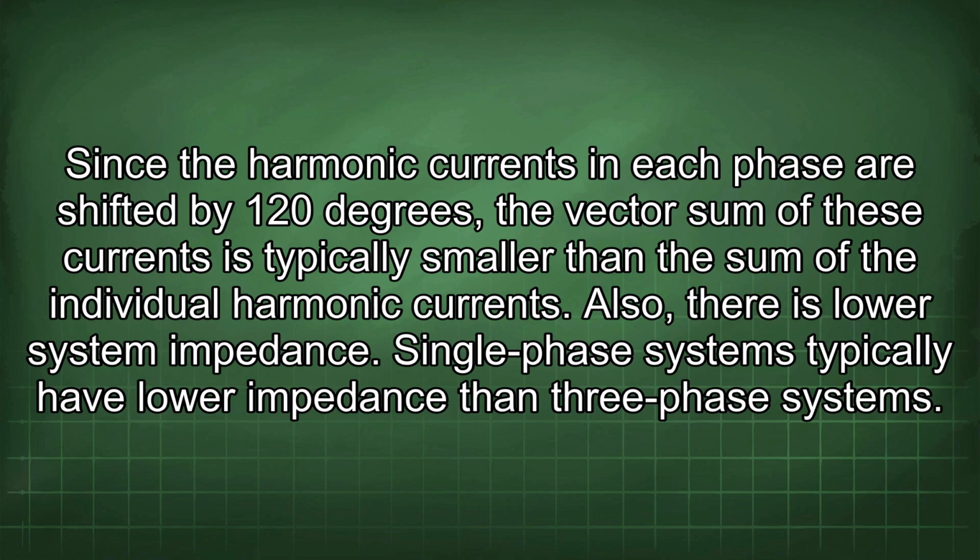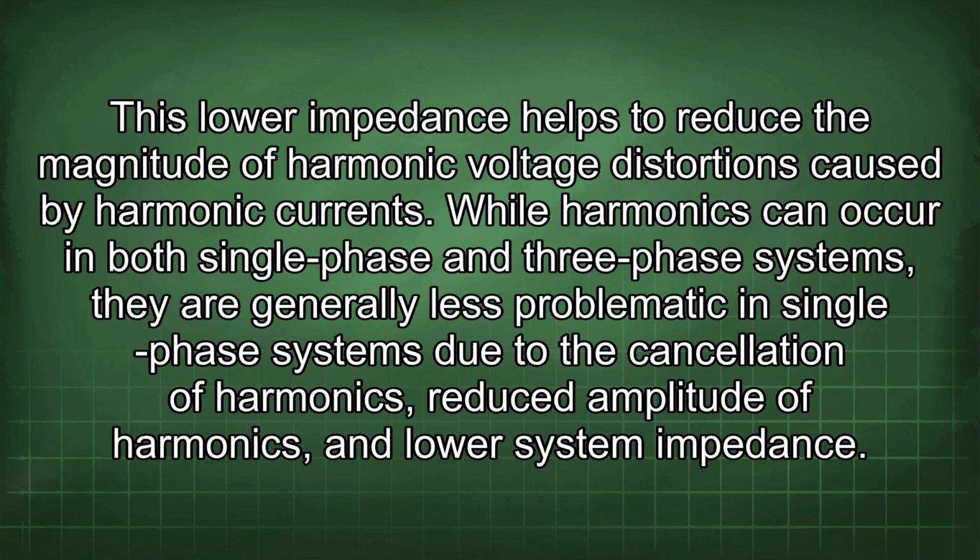Also, there is lower system impedance. Single-phase systems typically have lower impedance than three-phase systems. This lower impedance helps to reduce the magnitude of harmonic voltage distortions caused by harmonic currents. While harmonics can occur in both single-phase and three-phase systems, they are generally less problematic in single-phase systems due to the cancellation of harmonics, reduced amplitude of harmonics, and lower system impedance.